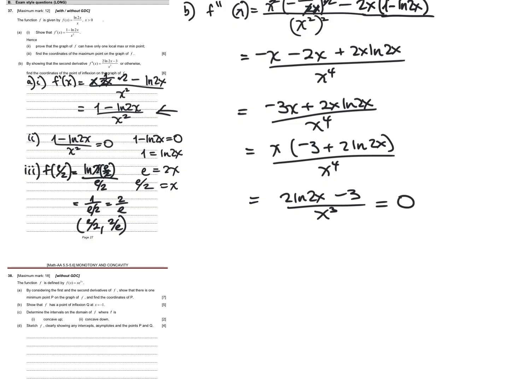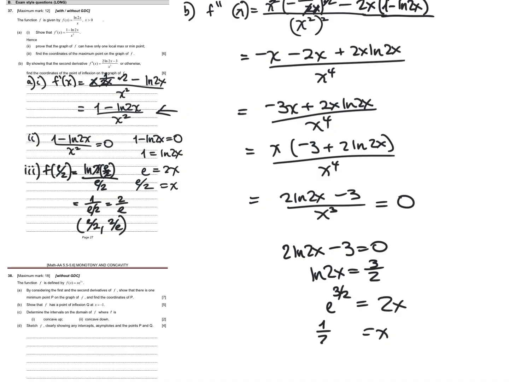Then we set that equal to 0 to find the inflection point. So 2 natural log 2x minus 3 equals 0. So add 3, divide by 2. And then we can write this exponentially. e to the 3 over 2 equals 2x. So we're going to have x is 1/2 e to the 3 over 2.